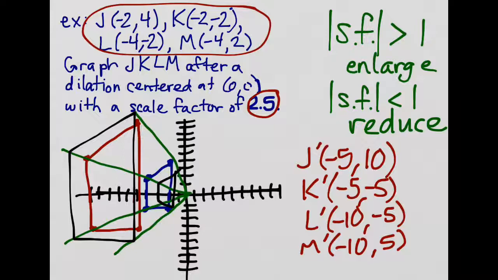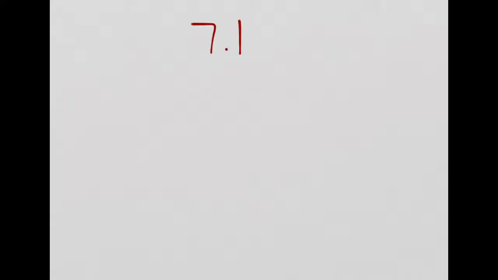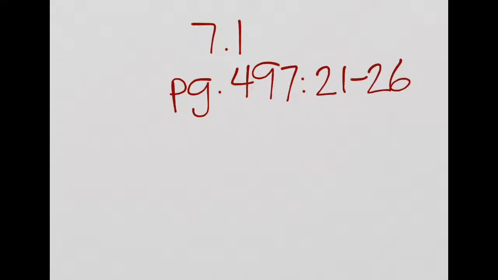Alright, let's go ahead and assign some homework. So your homework is going to be in 7.1 and it's going to be on page 497 and we are going to be doing numbers 21 through 26. Actually, let's not do that. Let's do 21 through 24. And then let's do 5 and 6.